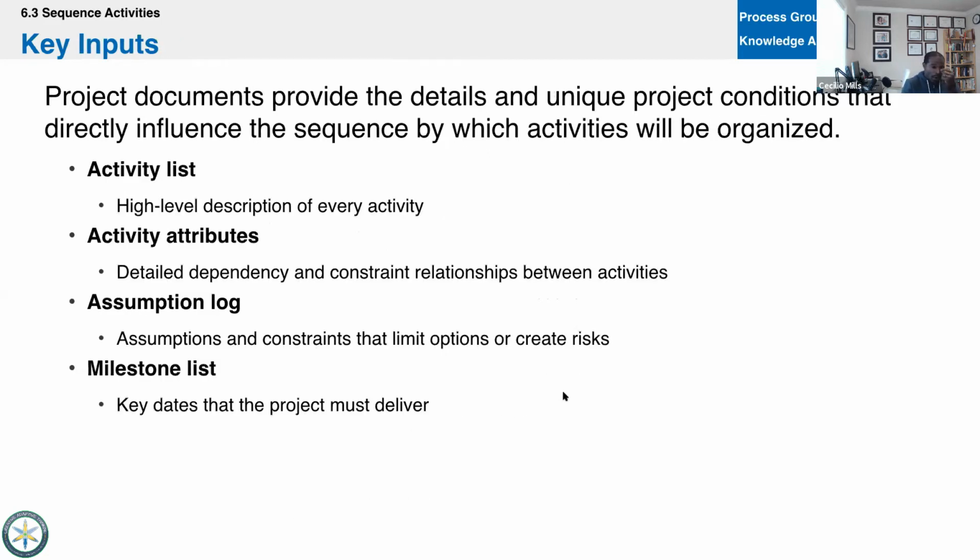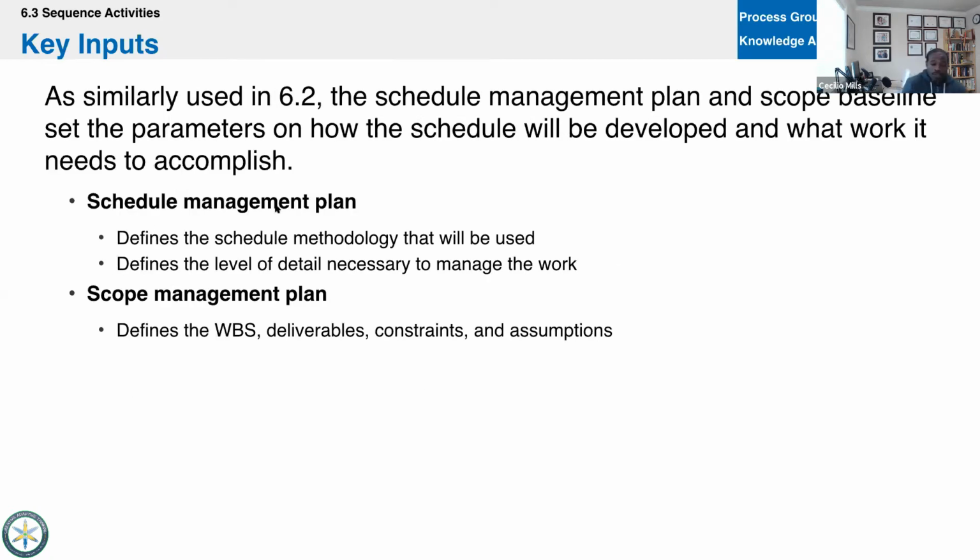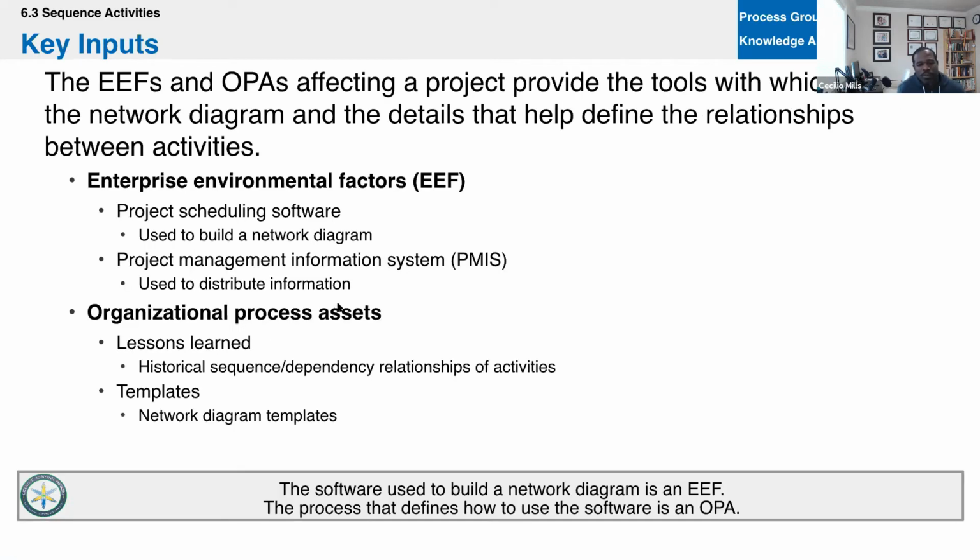All right, so you can use software to do this. We'll take our list of activities that we came up with in the last process, along with their attributes. The attributes are going to tell us what the dependencies are, the leads and lags, etc. Any assumptions we have and which ones are milestones, so that's going to help us. So we'll take all that information as inputs. We'll also take the schedule management plan because it'll talk about our development approach and how we're actually going to build this thing out. And it'll also tell us how detailed our schedule needs to be. Scope management plan as well. So we'll use that over those EEFs and OPAs as well.